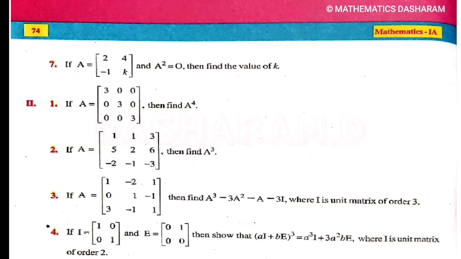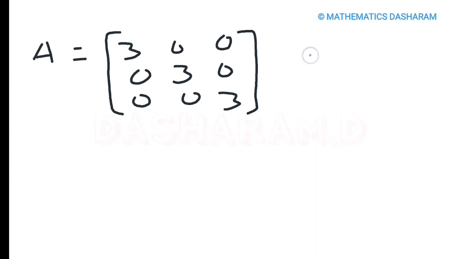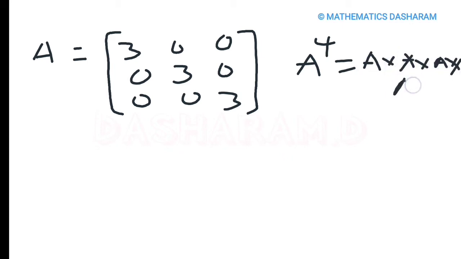That is, if A equals 3 0 0, 0 3 0, 0 0 3, then find A to the power of 4. To find A to the power of 4, A to the power of 4 means A into A into A into A. So A should be multiplied 4 times, then you will get A to the power of 4. But it will take a lot of time to find A to the power of 4.